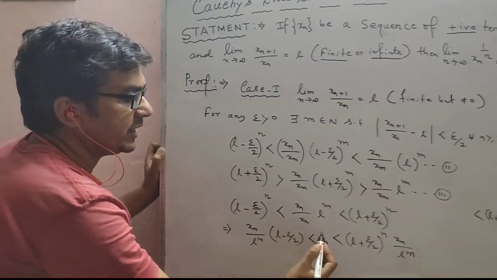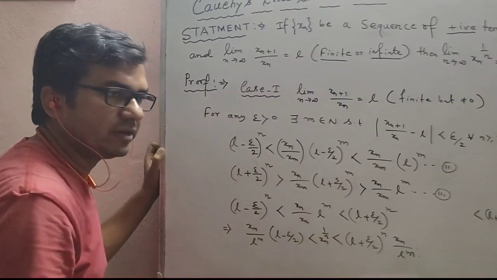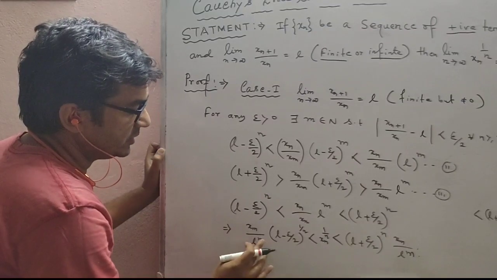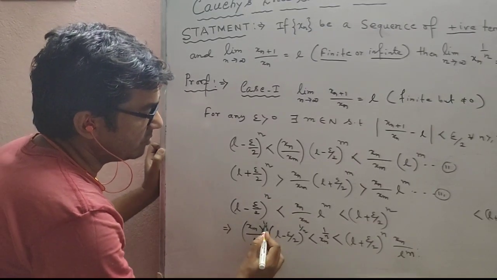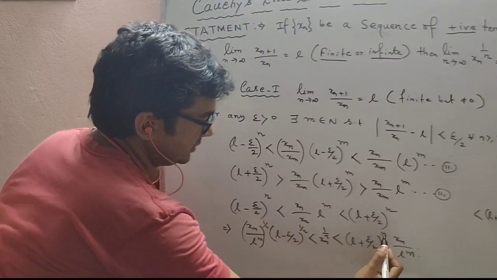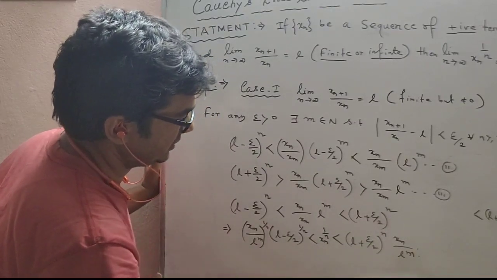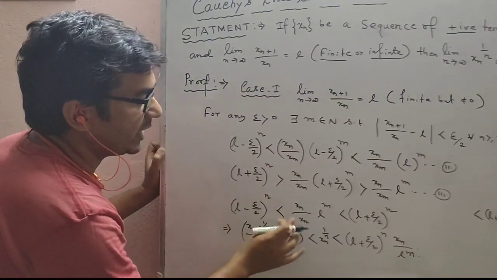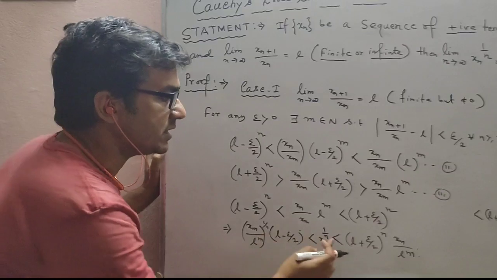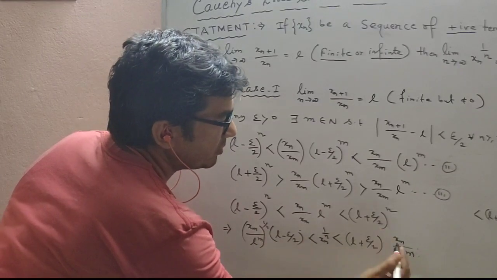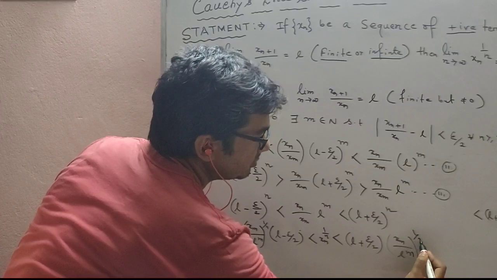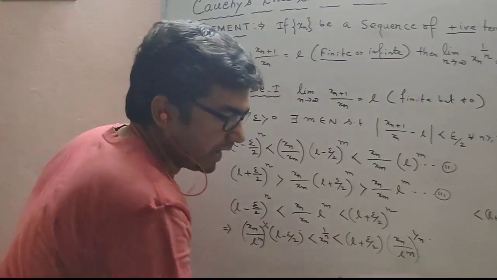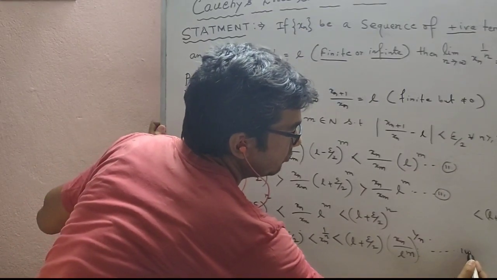Now taking the nth root, that is, to the power 1 by n, here to the power 1 by n, here to the power 1 by n, the n to the power 1 by n cancels, here also n to the power 1 by n cancels. And this is named as equation number 4.